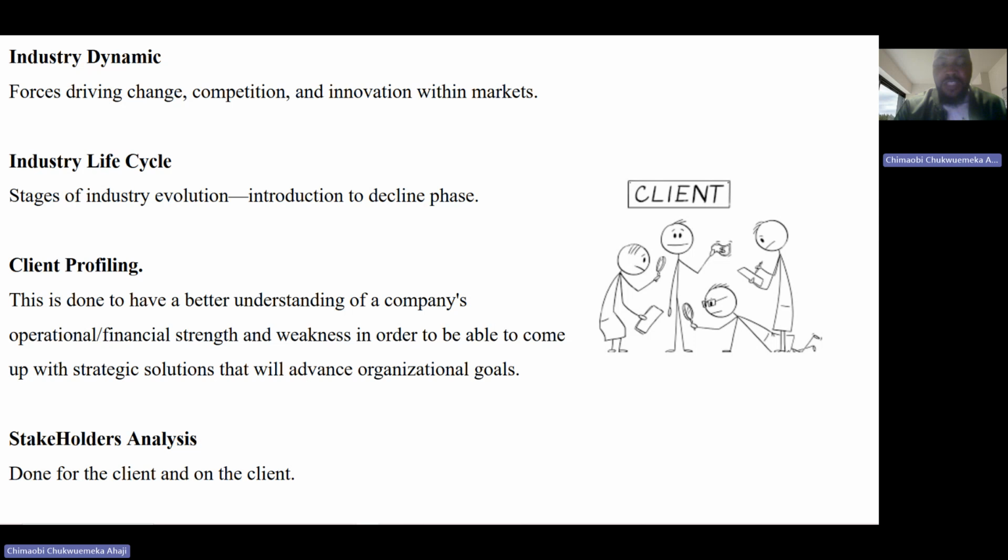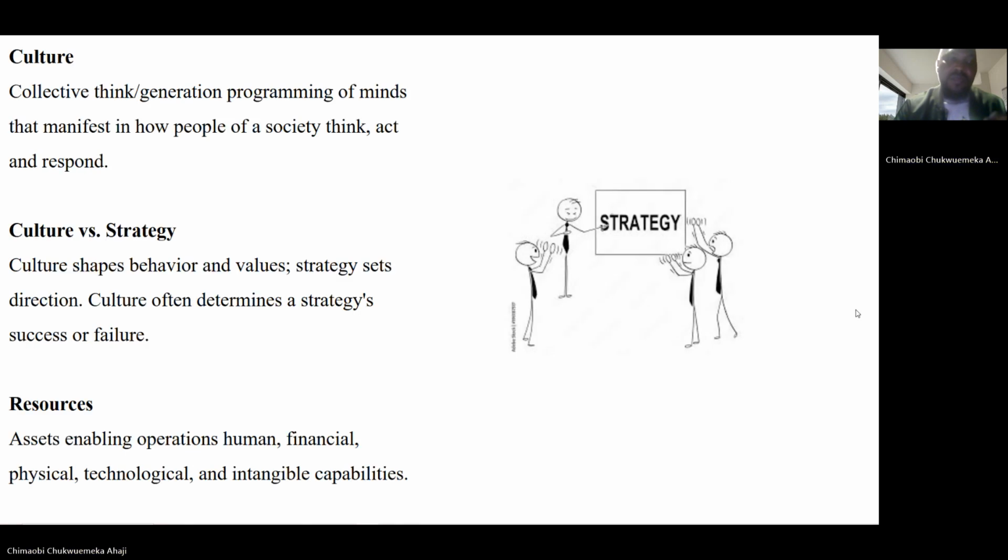We also learned the stakeholders analysis, which is done for the clients to understand who are the people that have a stake in their company. This can vary from the public to the government to financial stakeholders. We also learned what culture is and culture versus strategy.